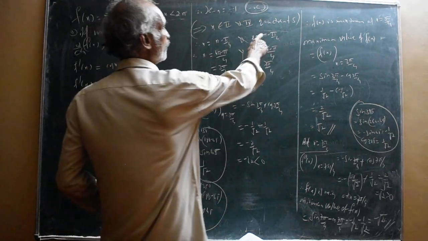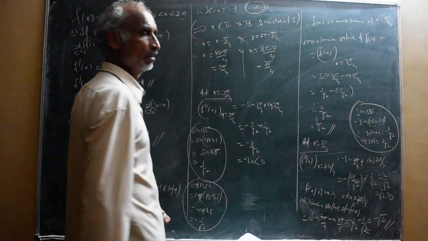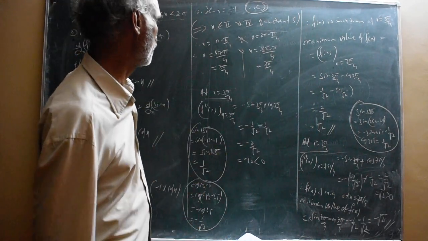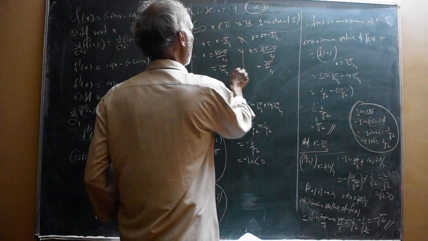So LCM 4 to 8 pi minus pi, that equals 7 pi by 4. Two critical points I got: one is 3 pi by 4, another one is 7 pi by 4.